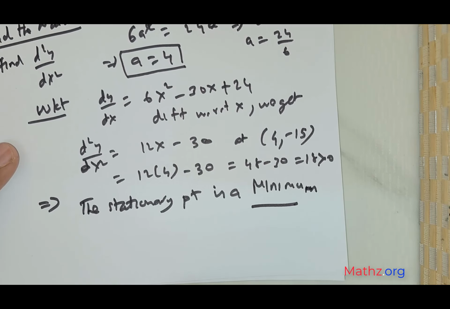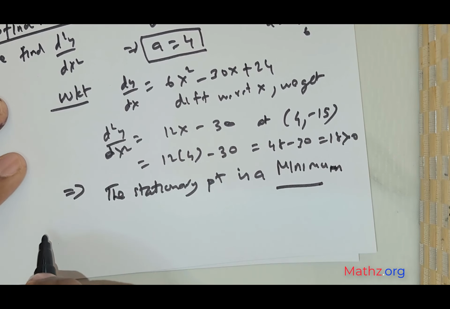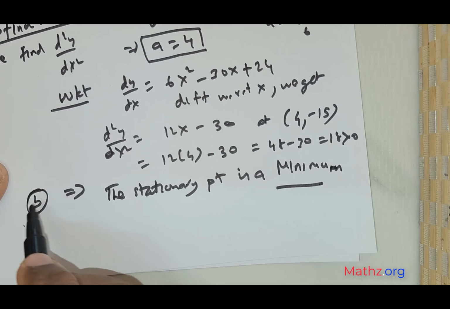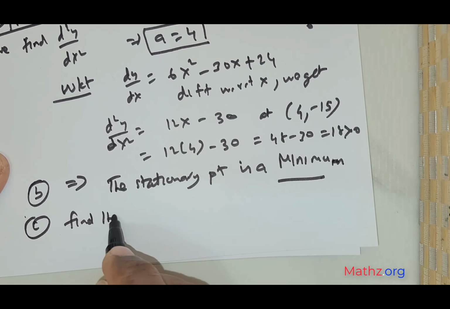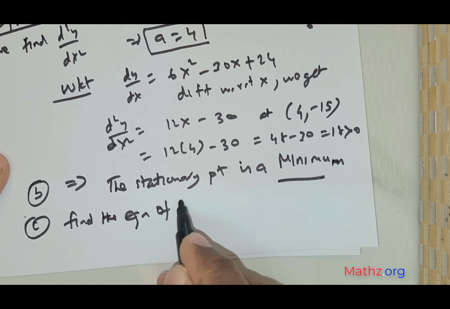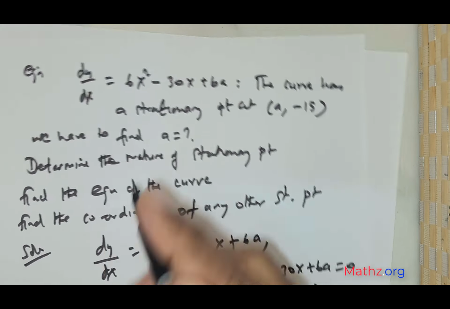So that is done. Now we have to get the equation of the curve. This is the next part. A is done, this is B, B is done. Now you have to go to C. C is what? Find the equation of the curve. How are you going to get the equation of the curve? What is the curve? This is the curve, so I'm going to write that.